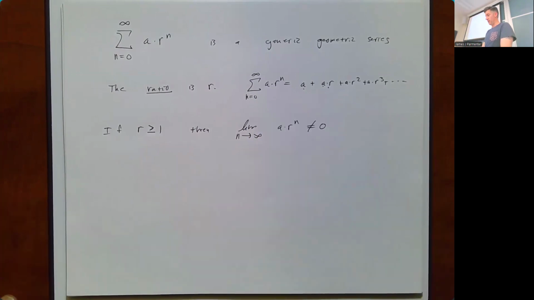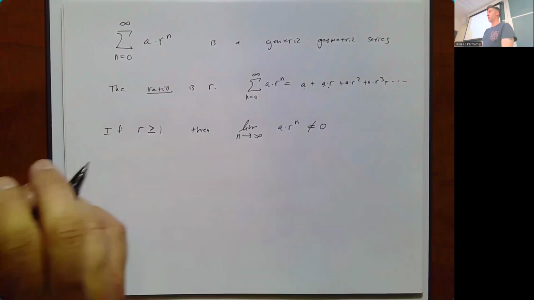Because it's going to be a times 1 at the very least, but it could be much, much larger. It could go to infinity. So if r is bigger than or equal to 1, this whole thing diverges.